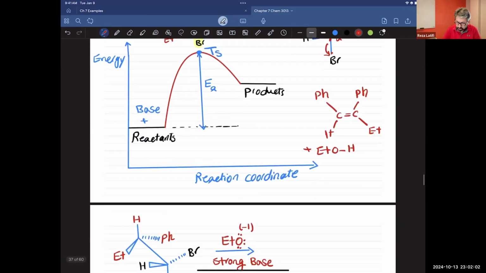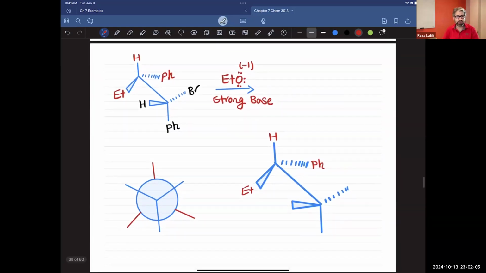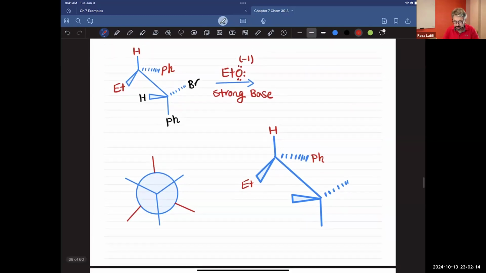What will happen if the leaving group is not in anti-position? If the leaving group is not in anti-position, then what do I need to do? So let's draw the Newman projection. For right now, we have bromide here, and then we have phenyl there. This is hydrogen. In the back we have hydrogen. What else? Ethyl is there, and phenyl is here.